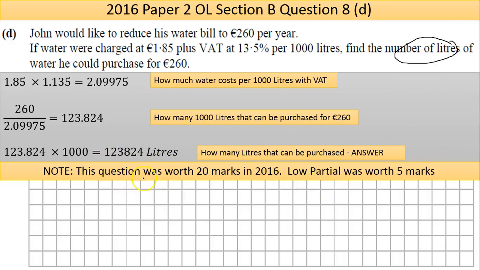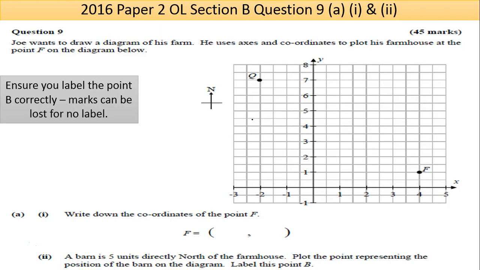Okay, so just as a note here, in terms of the marking scheme, that part was worth 20 marks. So any attempt there got 5 marks. The low partial is the lower grade of a question, depending on the actual question itself. So any calculation, really multiplying anything by anything, would have got you the low partial. Now that's part D. So that's it.